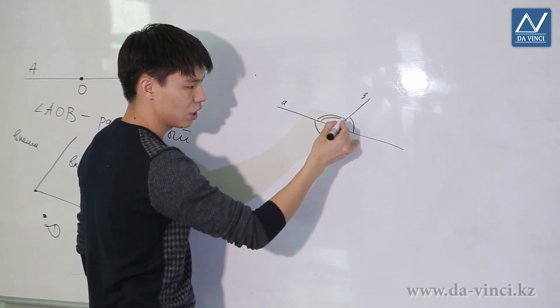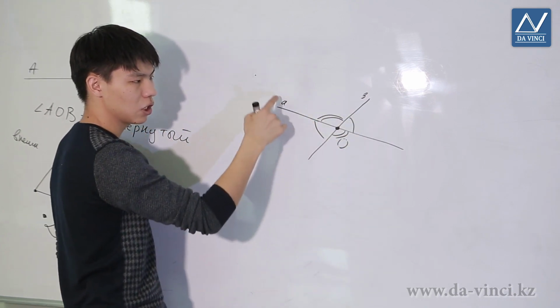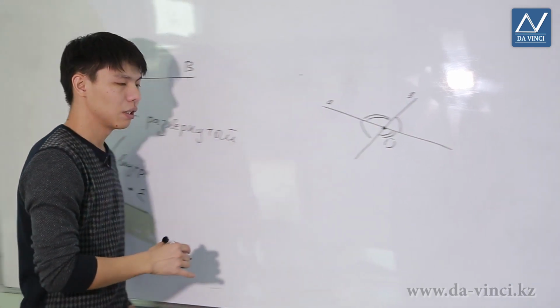But we are not interested in reflex angles. When two lines intersect, there are 4 undeveloped angles. This video is complete.